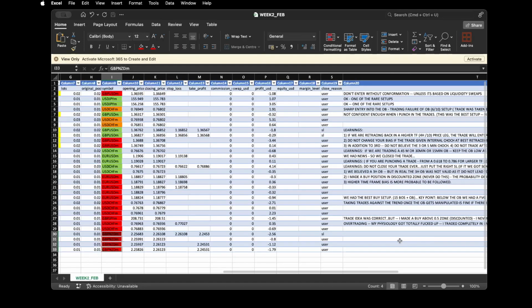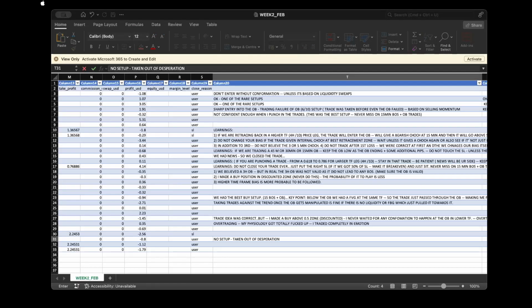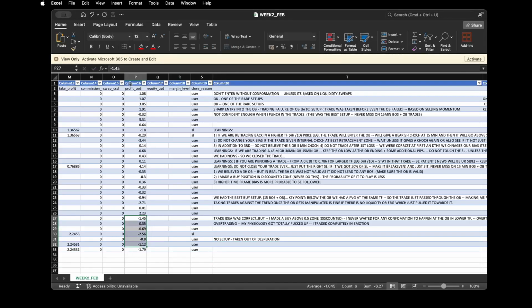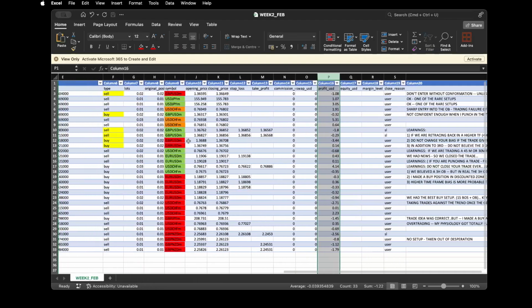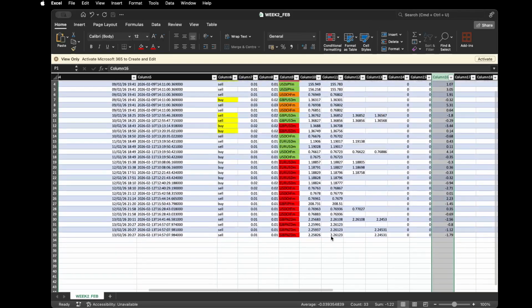Maybe I was making losses again and again. This setup was taken out of desperation because I was facing losses again and again. Even if the week was good for me, there were good trades out there, but I again closed the week in loss.